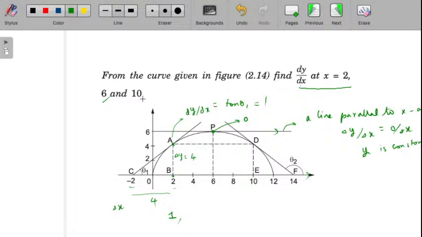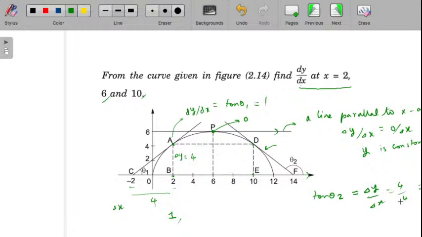Let's find the value of the slope at x equals 10, which is the point D. Now, the slope of this curve at the point D should be equal to the slope of the tangent at D. The slope of the tangent at D is computed by finding the value of delta y by delta x once again. The tan theta 2 here would be equal to delta y by delta x, which is 4 by 4.